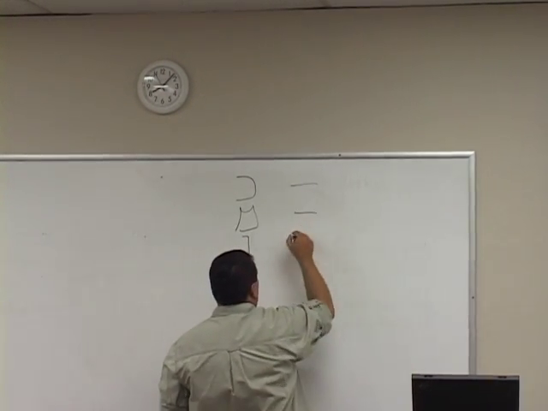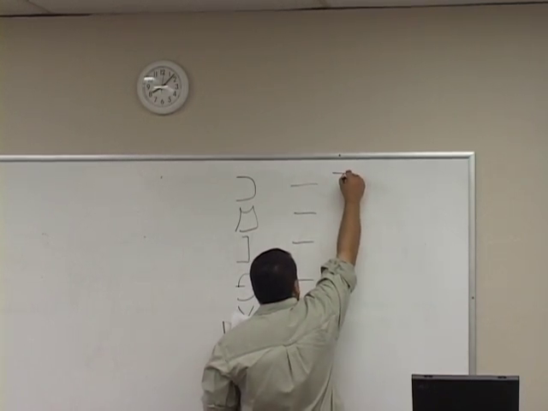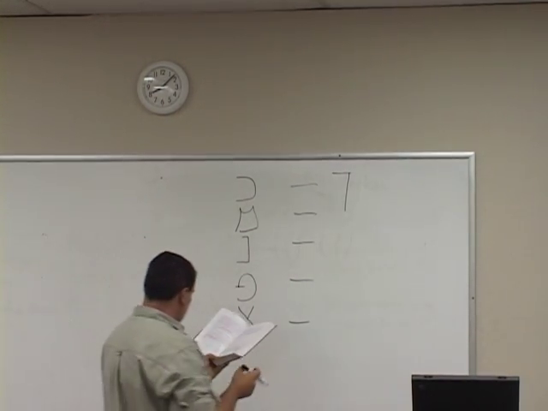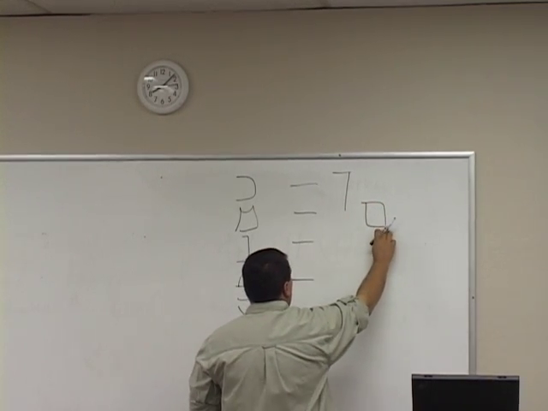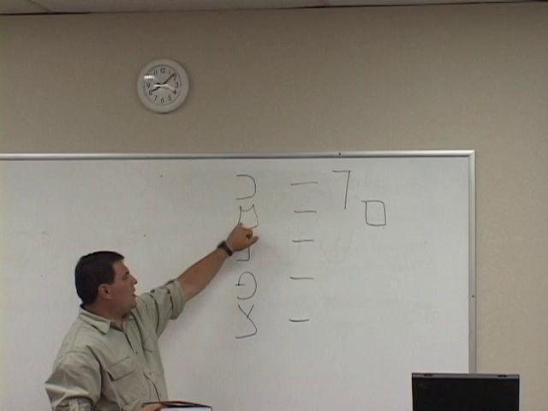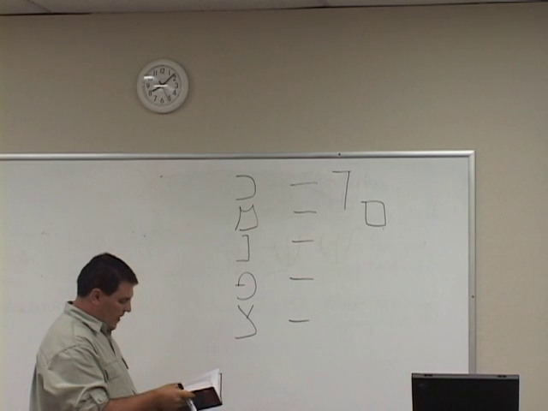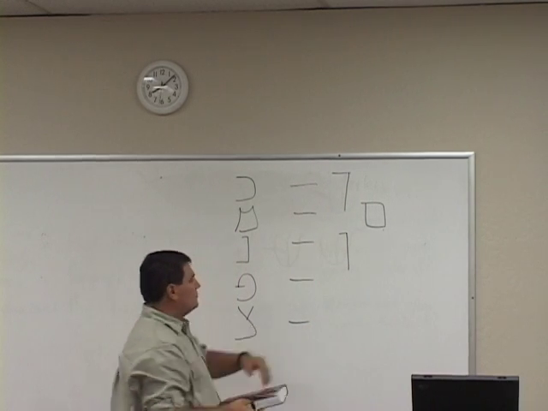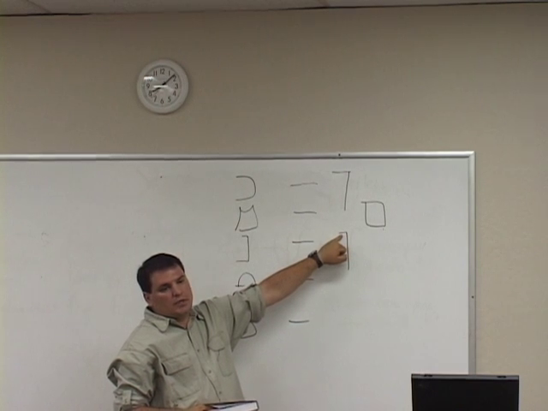I'm going to write them to the right of you. So this is final Kof. Final Mem will look like this. As you see, it's completely closed, while the Mem in the beginning or in the middle of the word is open. Final Nun is almost like final Kof, with the exception that the vertical line is actually shorter.